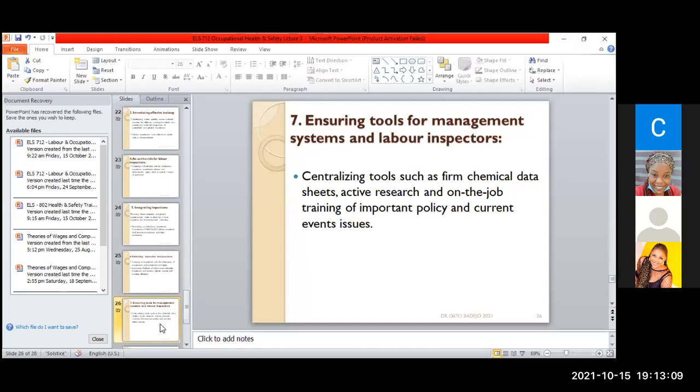Number 7 is to ensure that tools for the management system are available and that labor inspectors have the right tools. It's not going to be just centralized, such as a data sheet, active research, and on-the-job training on important policy and current event issues. Not only when it happens. Remember, before the pandemic, the world of work was experiencing technology advancement, changing the processes and the way we do things. But we discover that even with all those new technologies, there are some things that are now coming out.